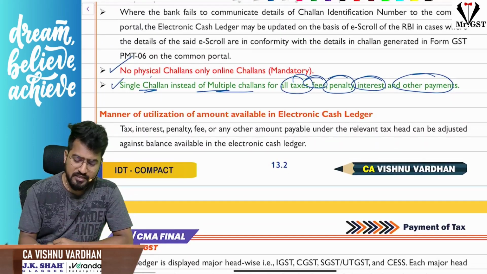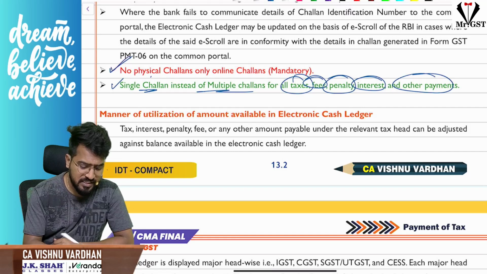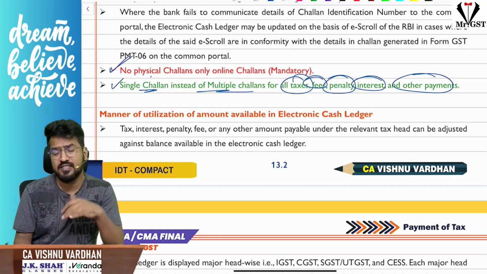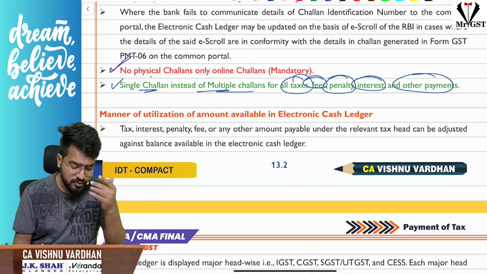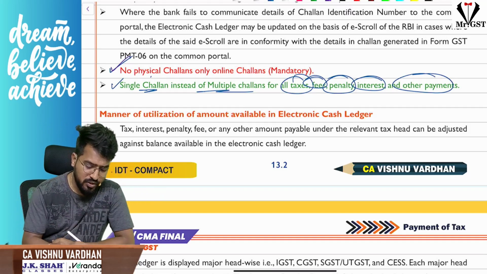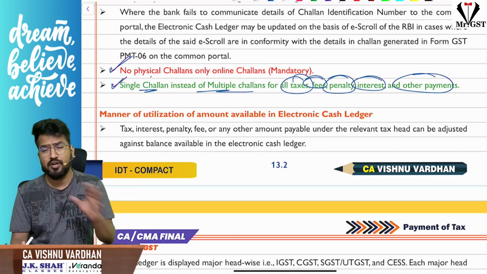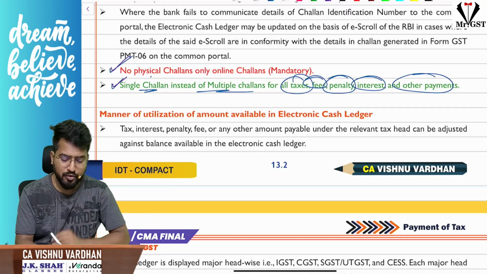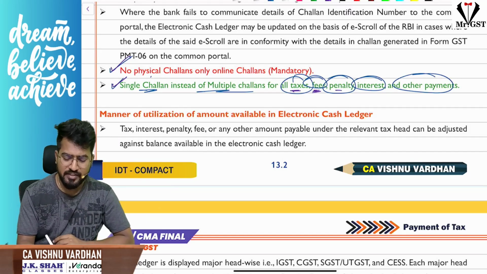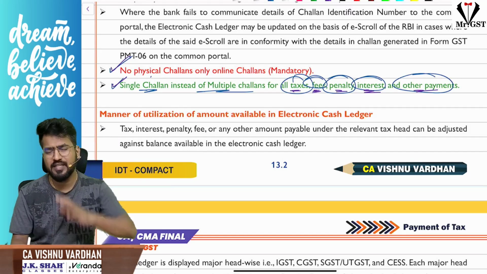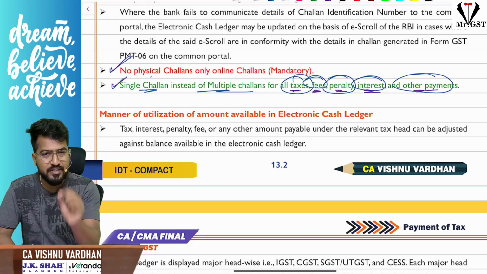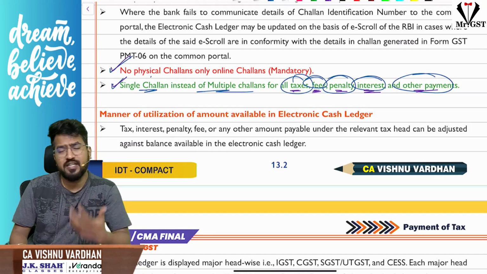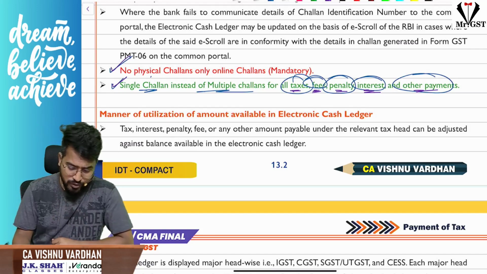In GST there are no physical challans, only online challans. Whatever amount you have to pay, whether CGST tax, IGST tax, CGST penalty, SGST penalty, late fees, whatever it is, all the multiple payments will be covered under a single challan. I can pay tax, late fees, penalty, interest, or any other payments using one single challan. That is the concept. So that is with respect to generating the challan, making the payment, depositing the cash, all that.